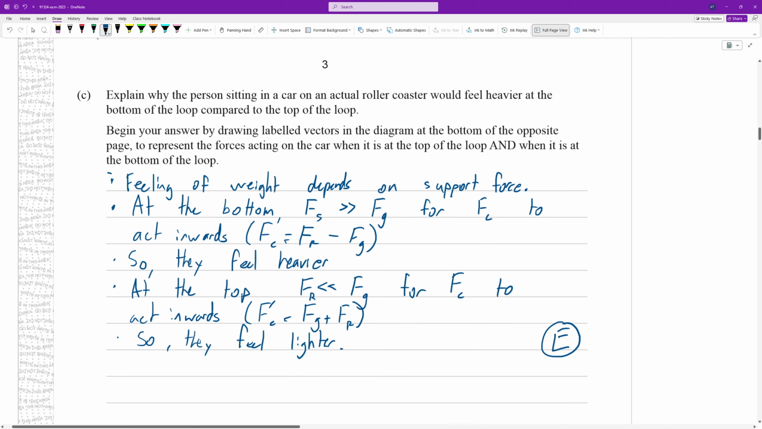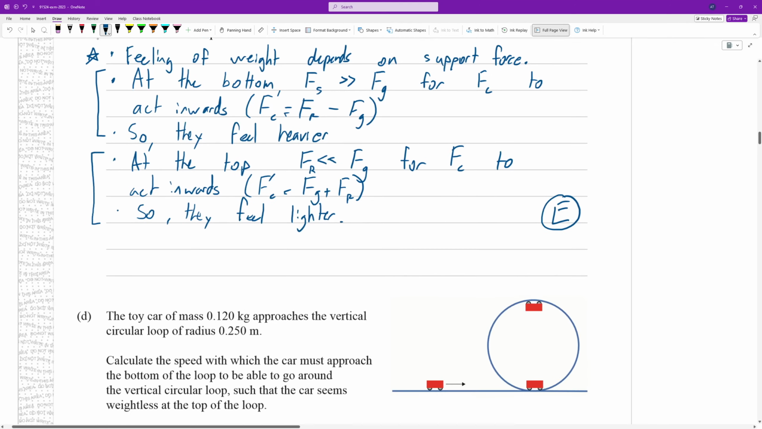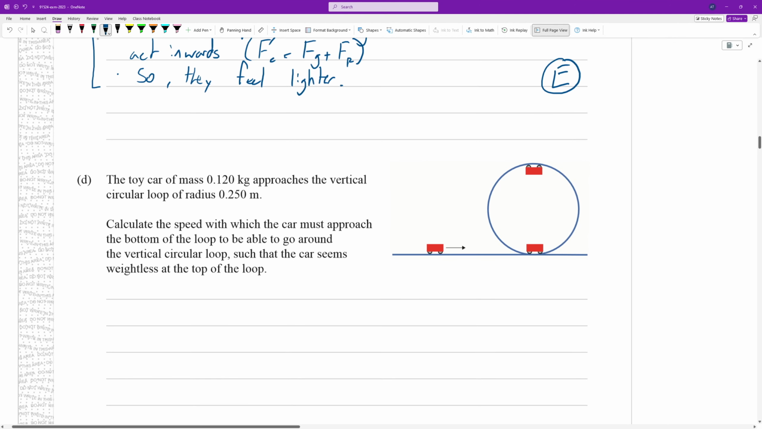And so we discussed that. We started by saying the feeling of weight depends on support force, and then we described it for the bottom and the top. All right, let's move on to the last question, which is another excellence question.